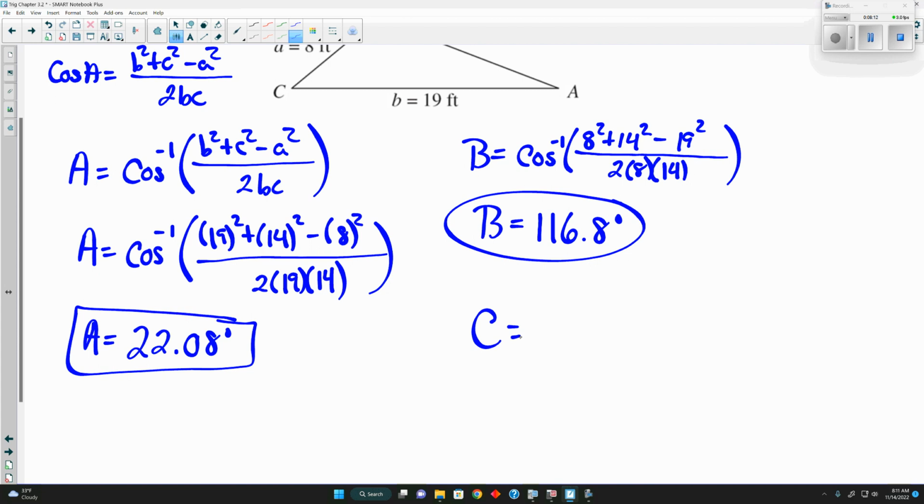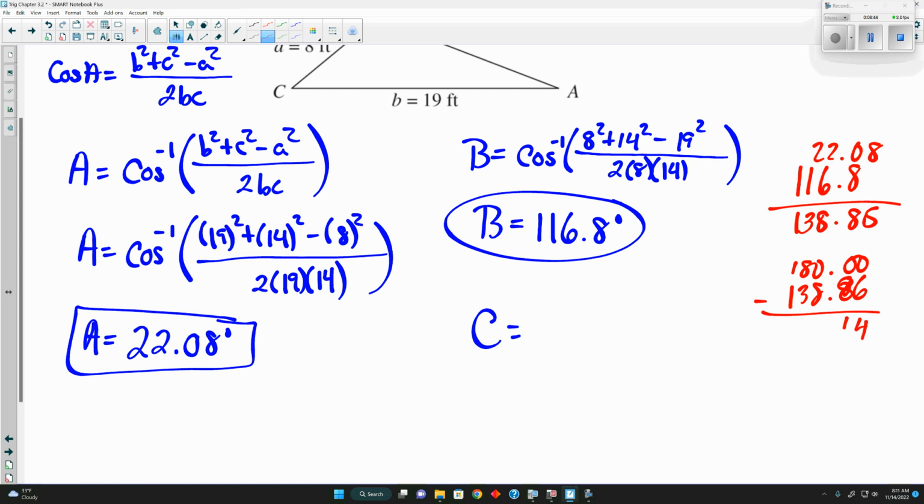Well, what do we know about any 3 angles in a triangle? You have to add together to be 180, yes? So we could add these 2 angles together and subtract it from 180. So we can say 116.8 plus 22.08, 138.86, and 180 minus that is 41.14 degrees.